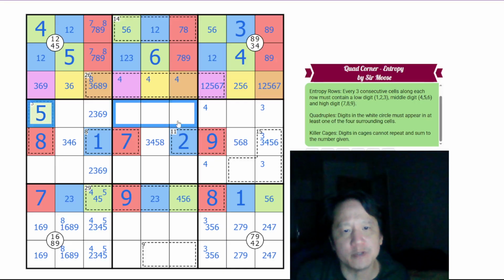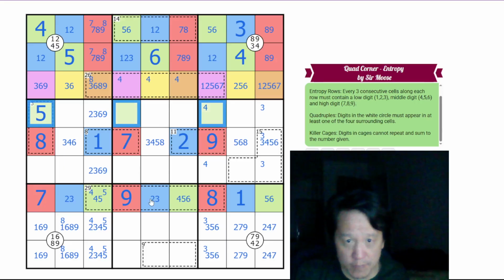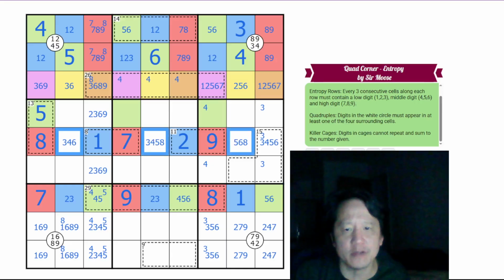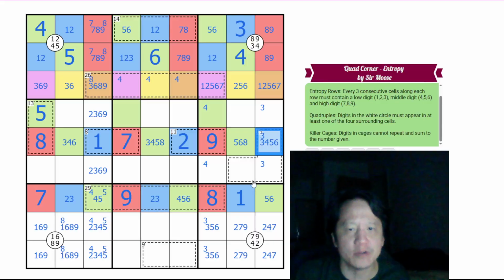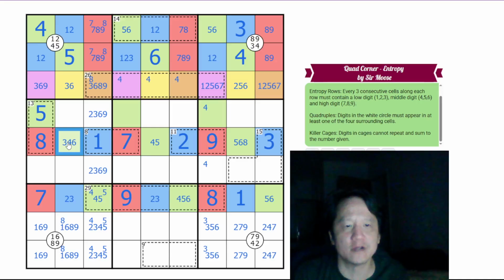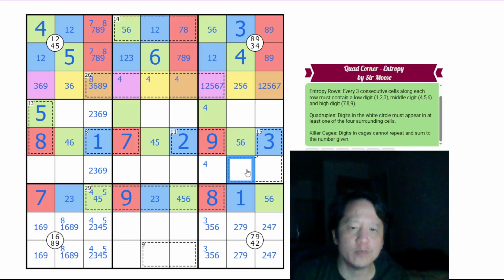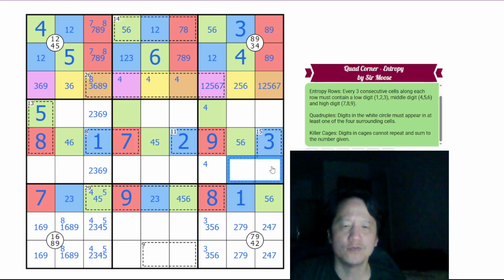So then these two must be medium here. That leaves these 3 as medium here, and this must be low here. So therefore, this is a 3 here, which means 3 cannot be any of these. No 8 here, no 3 here, no 3 here, no 8 here. It's 5 or 6. So these two must add up to 12, which is what 15 minus 3 is.